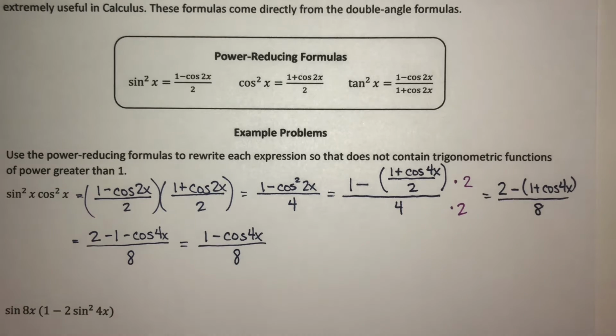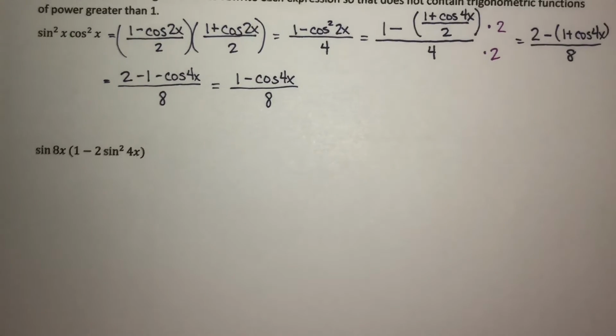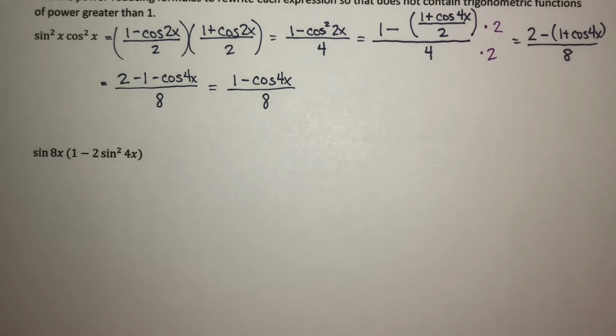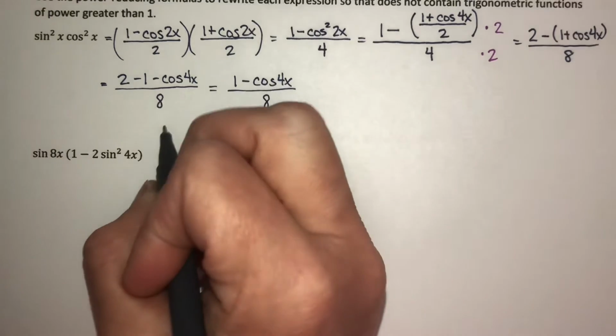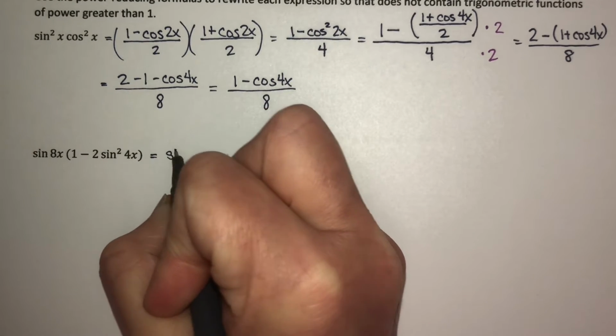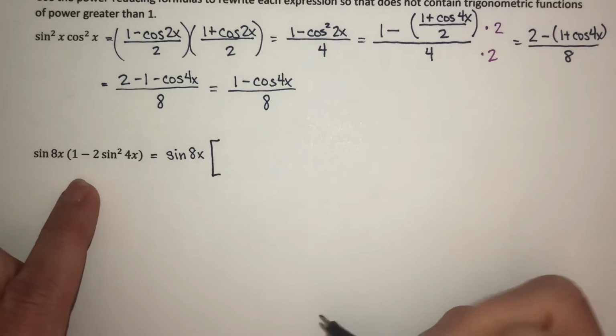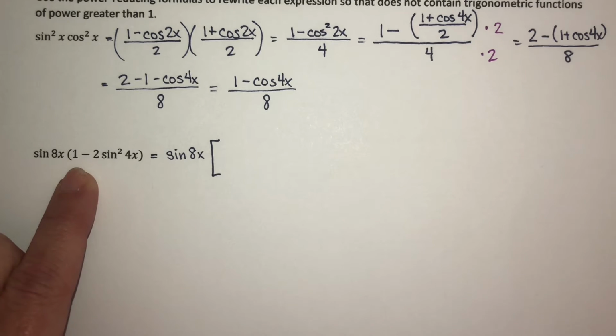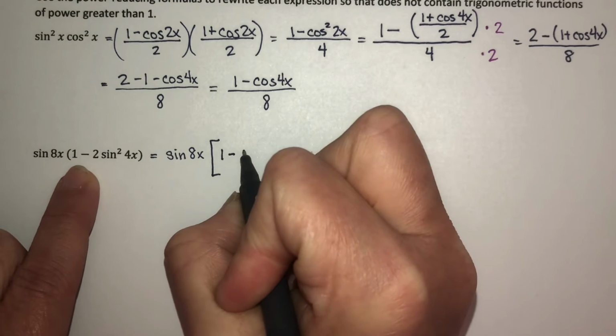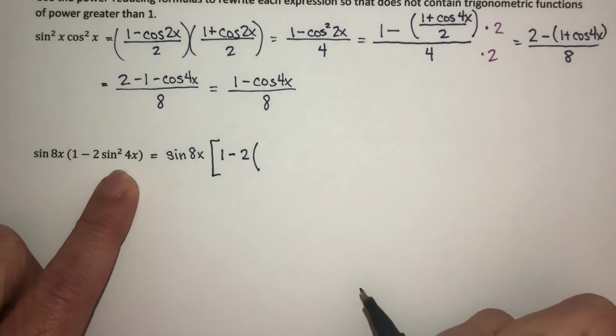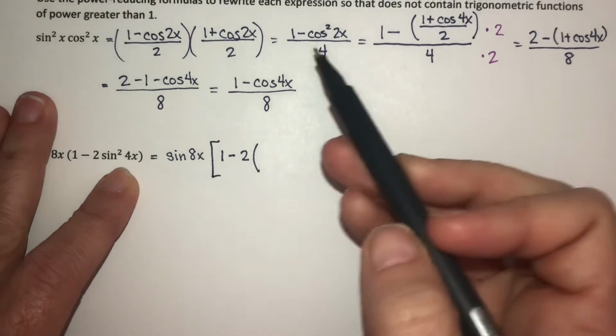So you'll rewrite them and then simplify them. If more powers show up, you keep going until they're all gone. So let's simplify sine 8x times 1 minus 2 sine squared of 4x. I have sine of 8x times, this is going to get ugly, so I'm using a bracket so I can have parentheses within parentheses and not get totally lost. 1 minus 2 times sine squared 4x.